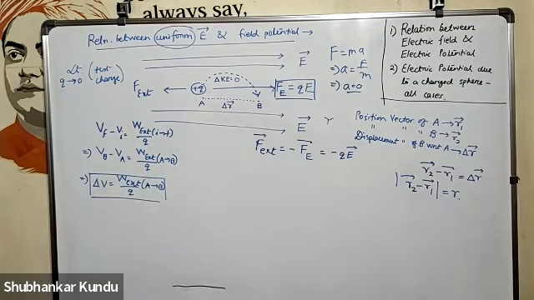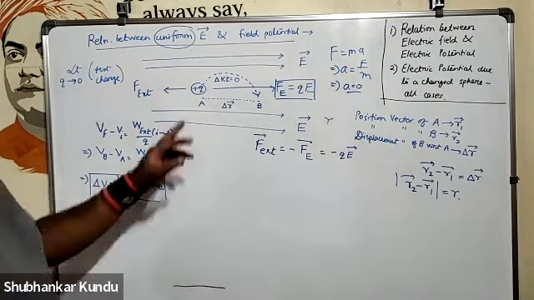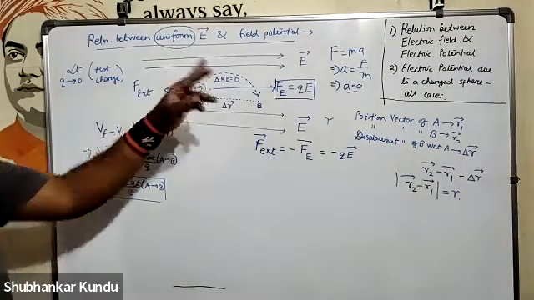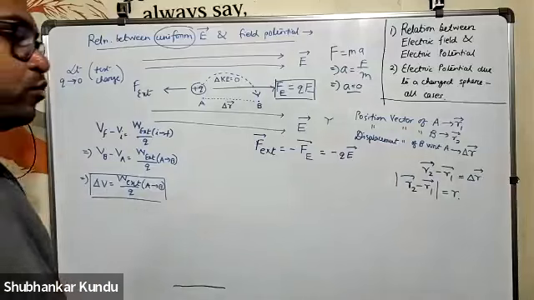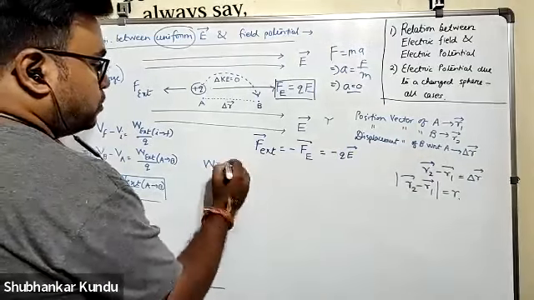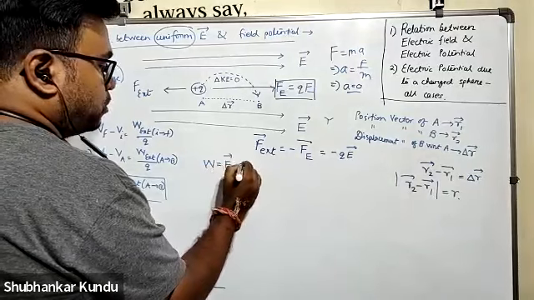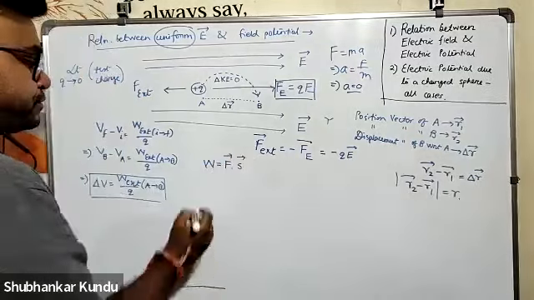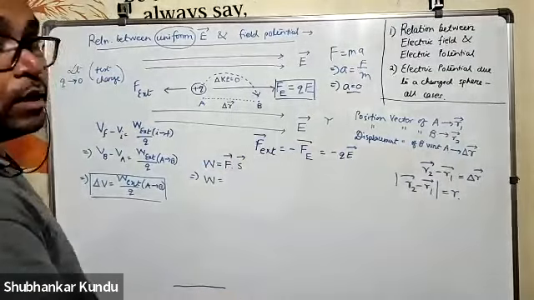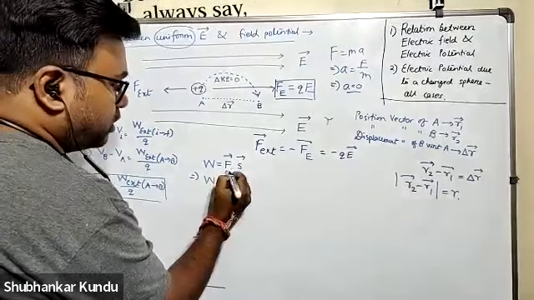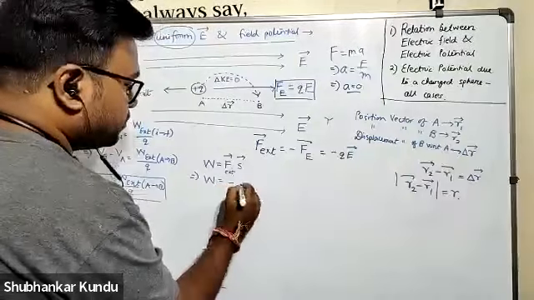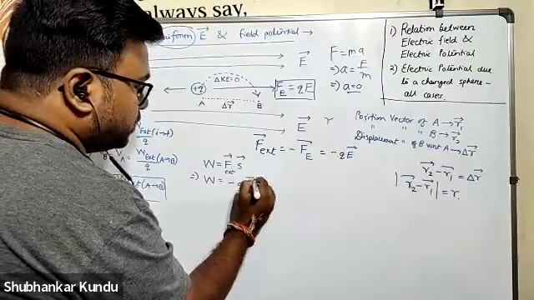This much we know. So to calculate the potential difference between A and B, we now need to calculate the work done by the external force in taking this charge from A to B. So what is work done? Work done is equal to force dot displacement. What is the force here? Work done by which force? We are talking about the work done by the external force. What is the external force? Minus Q into E vector.